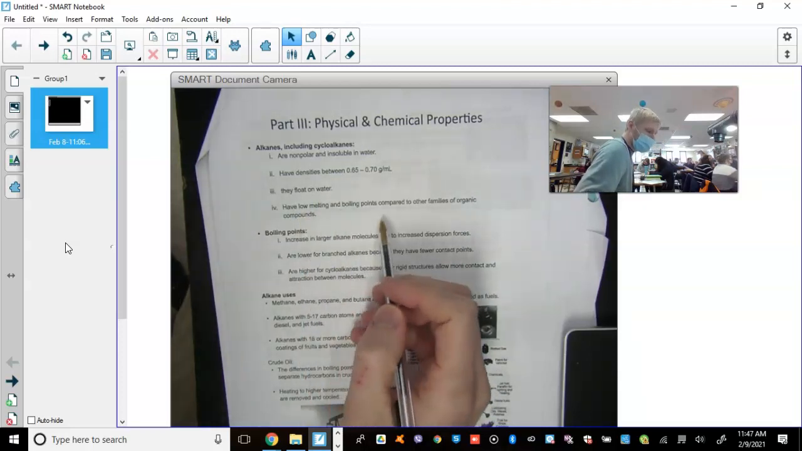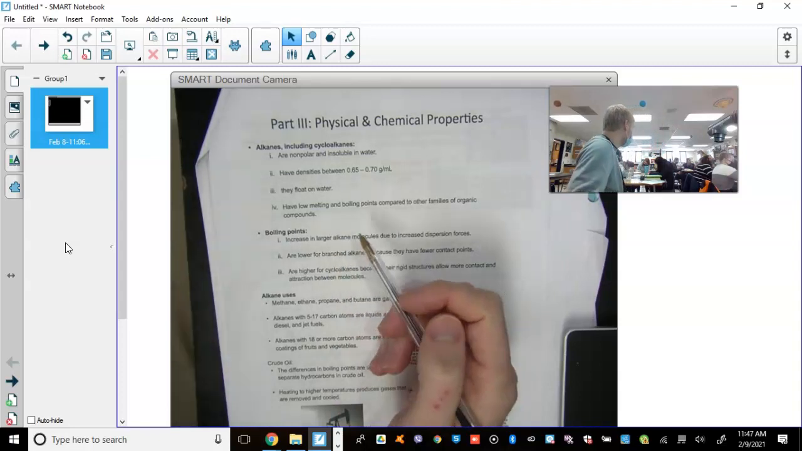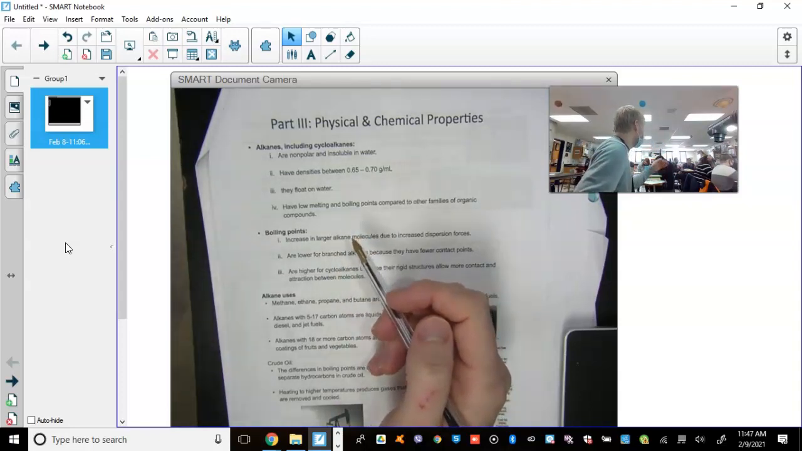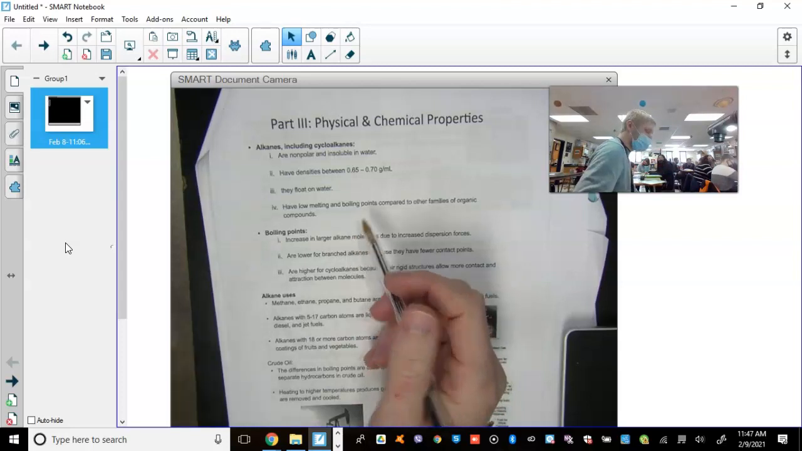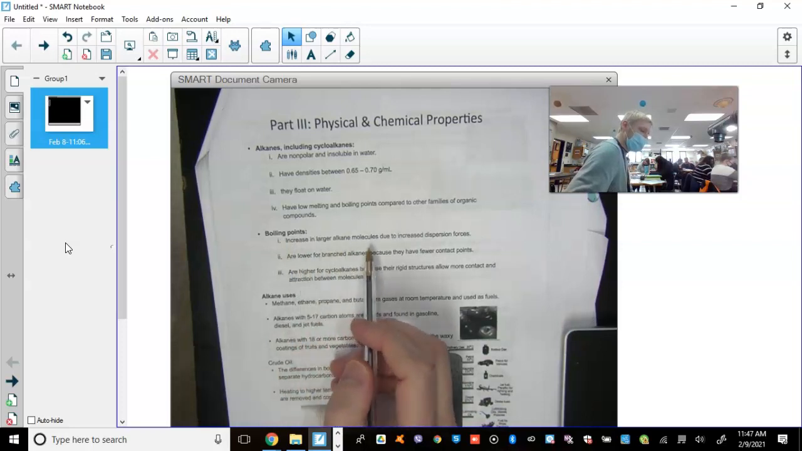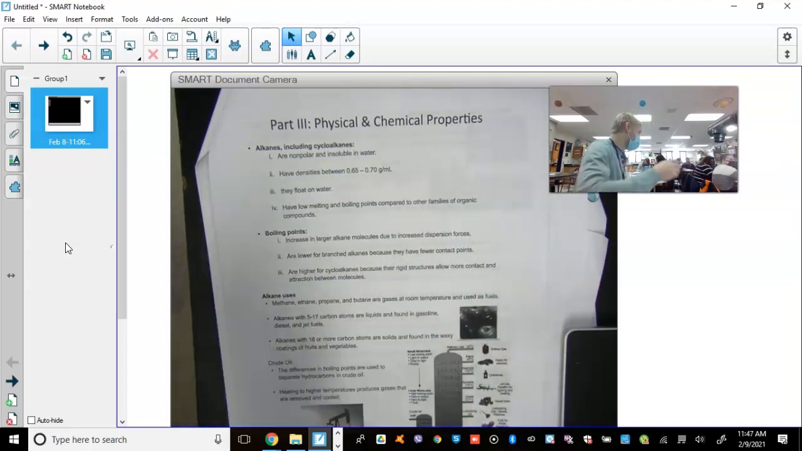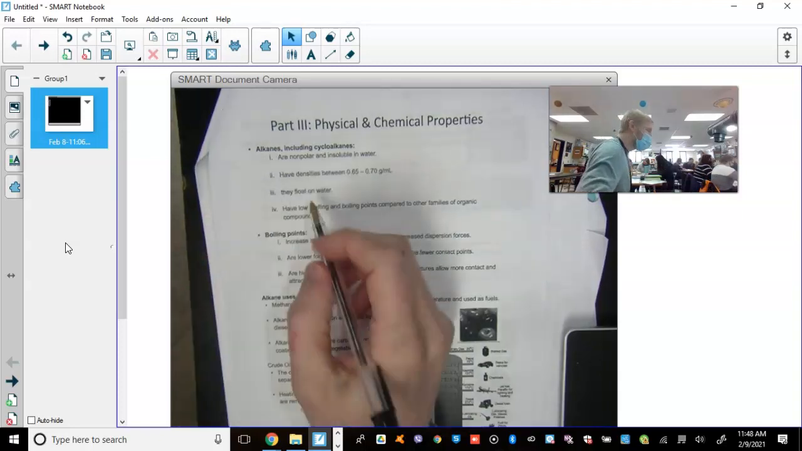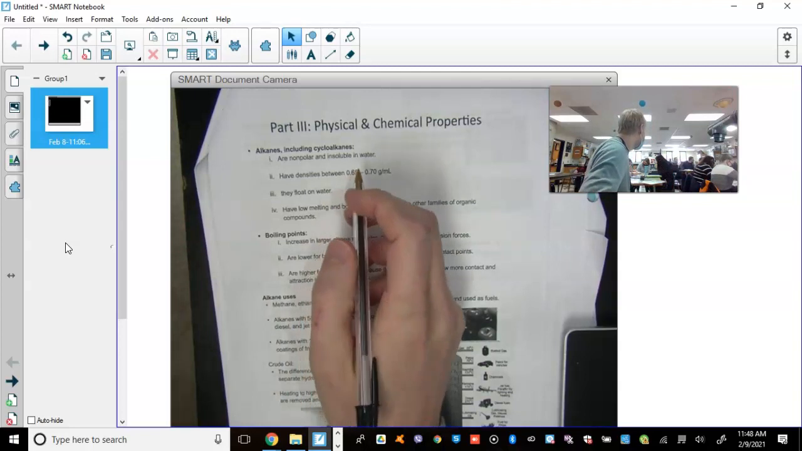Have low melting points and boiling points compared to other families of organic molecules because they have few intermolecular forces, just dispersion, which is weak. All right, boiling points increase in larger alkanes due to increased dispersion forces. So that means you go from methane to ethane to propane to butane. Those are all typically gases. And then we get to pentane, which is a liquid. And then we get to octane and nonane and all those, and they get bigger.